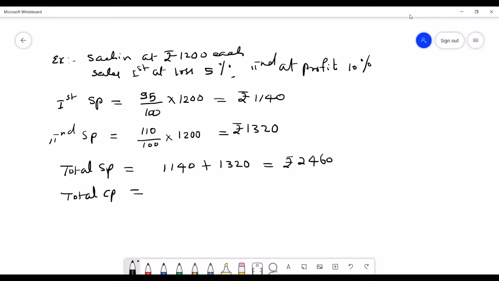What is the total cost price? Total cost price CP. He purchased 2 fans and each fan cost 1,200. So total cost is rupees 2,400. So whether he made profit or loss, that we can find by comparing selling price and cost price. If selling price is more than cost price, then here in this case, it is profit.